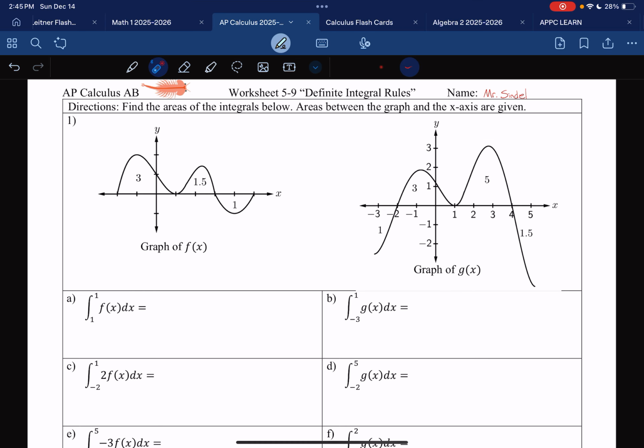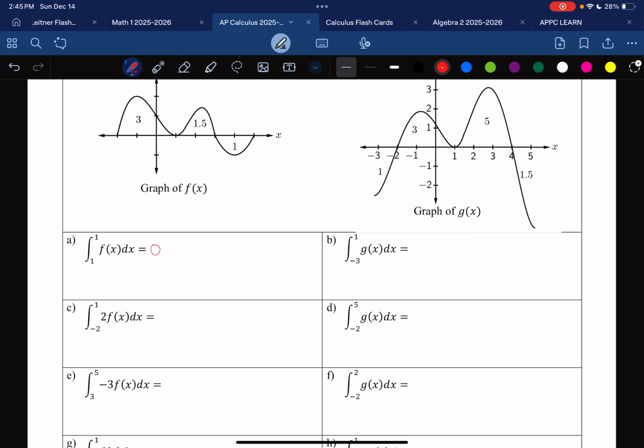All right, so this is the integral between 1 and 1. Because these are the same exact coordinate, it's talking about no area whatsoever. It doesn't have any width to it, therefore the area is 0. I'm going to go A, then B, just go letter by letter.